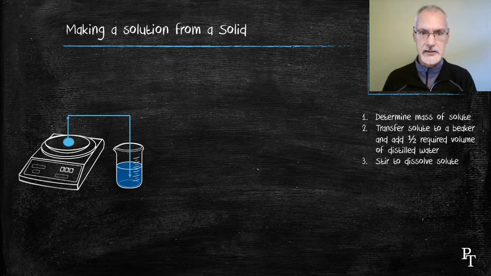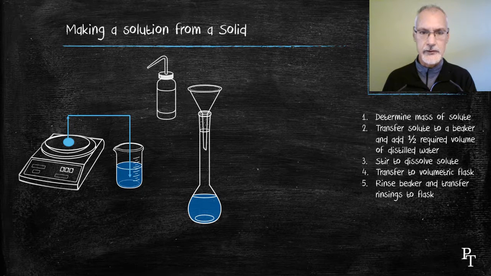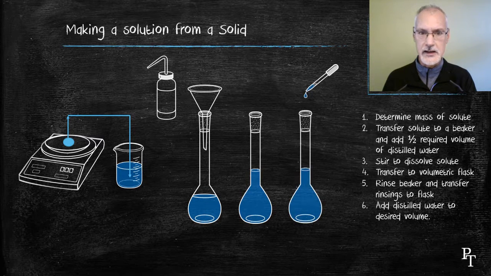I then pour that into a volumetric flask through a funnel. I'll then rinse the beaker out several times with some distilled water and also add that to the volumetric flask. As you approach the final volume of your liquid, you might want to use a dropper to get it fine-tuned. Stopper the mixture and invert the container several times to adequately mix them.